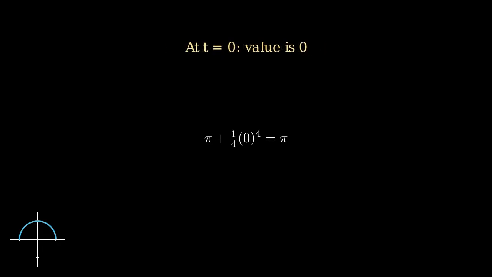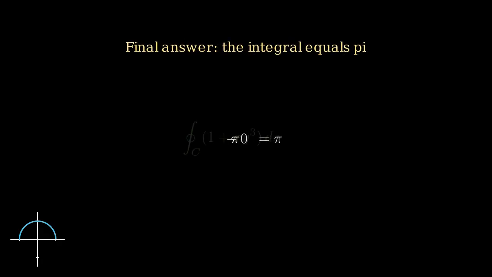At the lower limit, t equals 0, we get 0 plus 1/4 times sine of 0 to the 4th power, which is 0 plus 0, so that's just 0. Subtracting, the quantity pi minus the quantity 0 gives us pi minus 0, which equals pi. So the final answer is the integral of 1 plus xy cubed ds over the upper half of the unit circle equals pi.